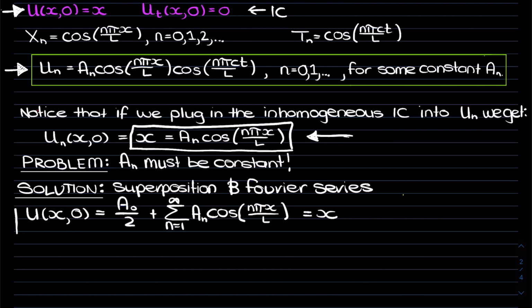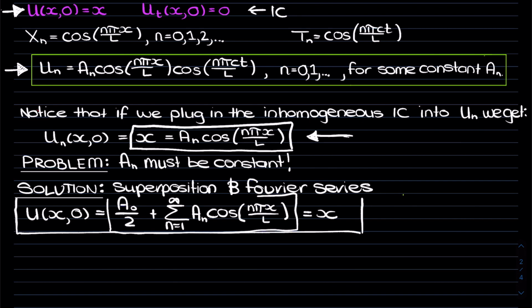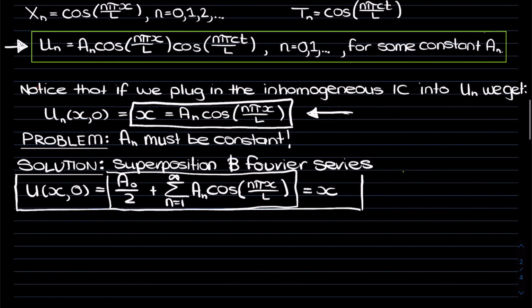So we've got this here. All I did here was just use the Fourier cosine series, and that is this thing in here. Right, so now our goal is to find a naught and a of n, they're constants. So to find them, we're going to be using the Euler formula.